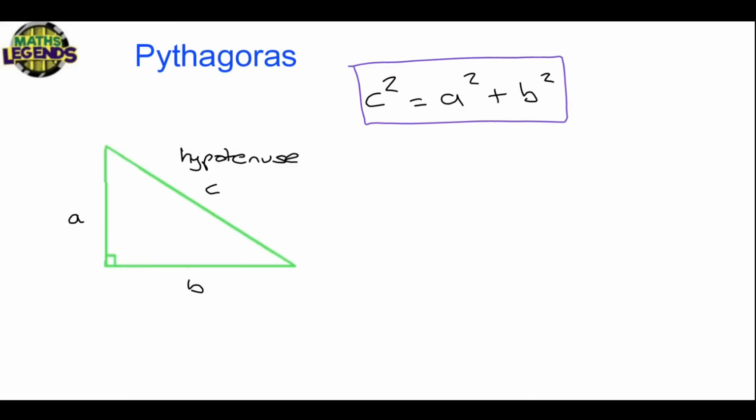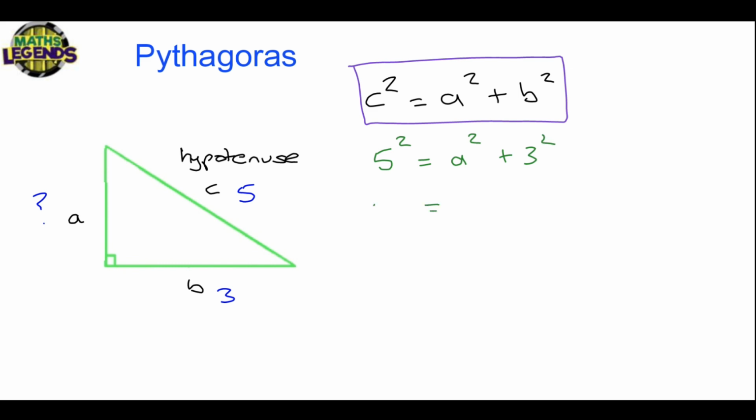Let's say we know that the hypotenuse is 5, and we know one of the sides, say b, is 3, and we are asked to work out what a is. So in this case, again, we use the Pythagoras theorem, c squared equals a squared plus b squared, and we plug in the numbers. So c is 5 this time, so we go 5 squared equals a, we don't know, so leave that as a squared, plus b squared, which is 3 squared.